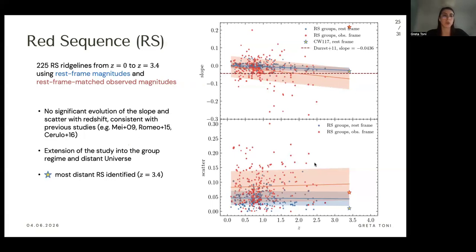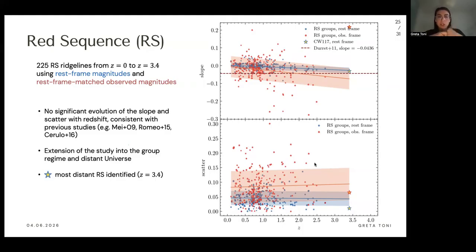So we identified 225 red sequence ridgelines using both the rest frame magnitude and the rest frame matched observed magnitude. We studied the slope, the scatter, the average intercept, all the parameters of the best fitting line, and we found no significant evolution of the slope and the scatter with redshift, which is consistent with previous results. So we can say basically that this analysis ended up being a sort of extension of previous studies in the literature into the group regime and into a more distant universe.